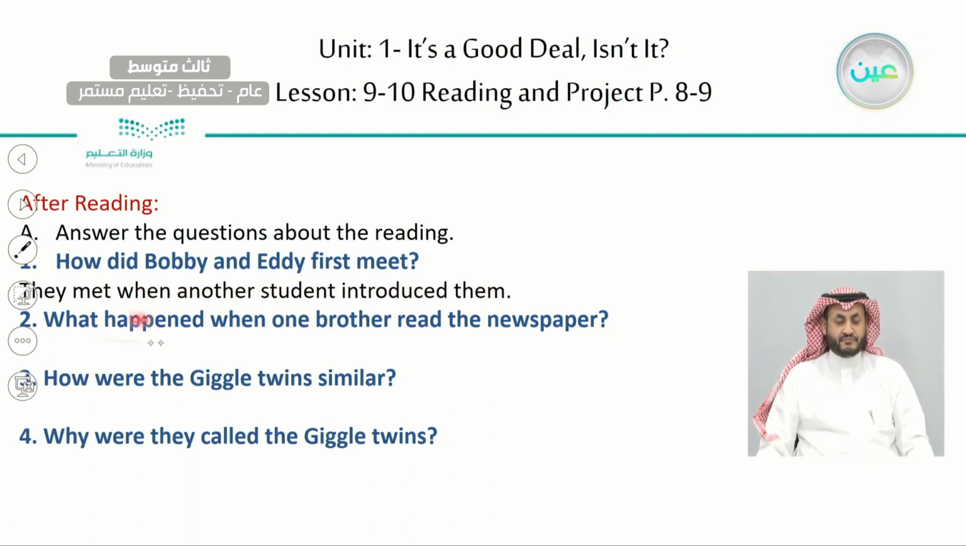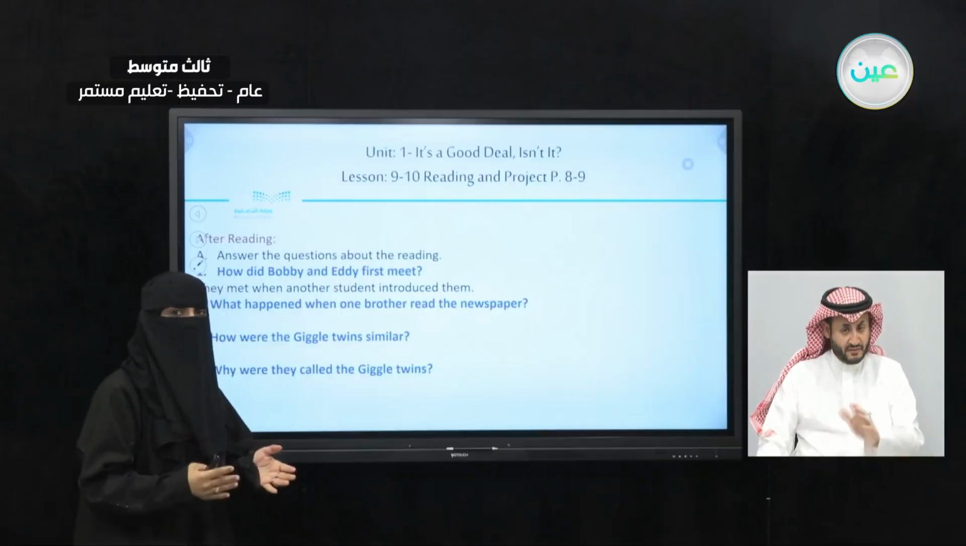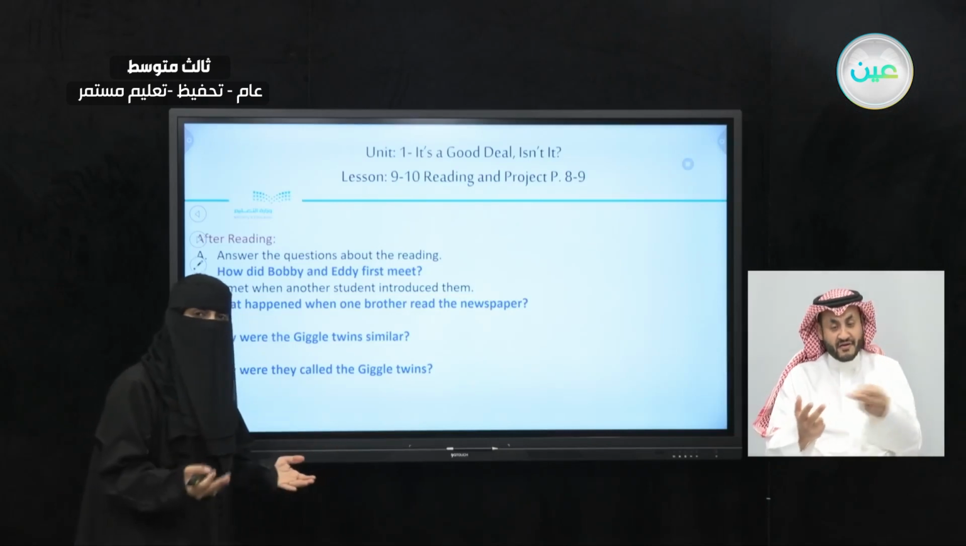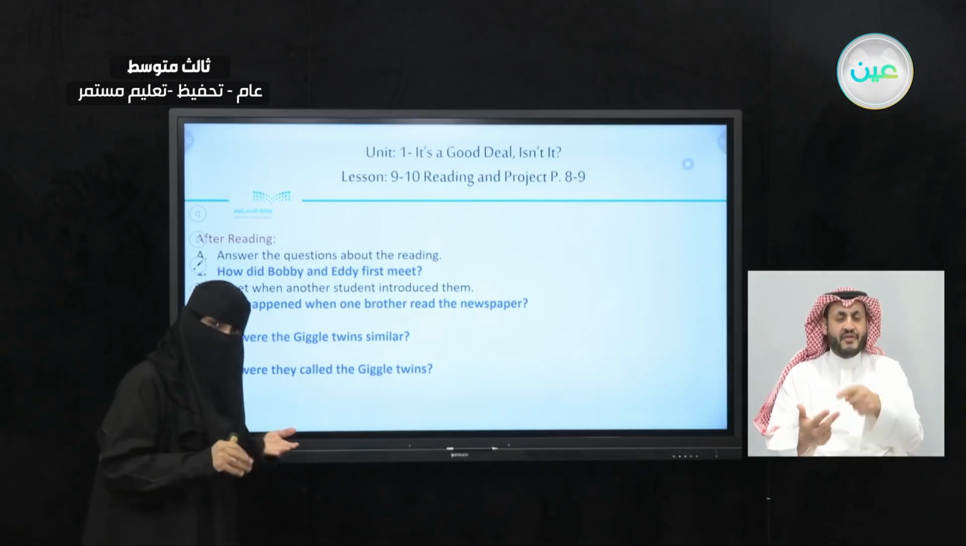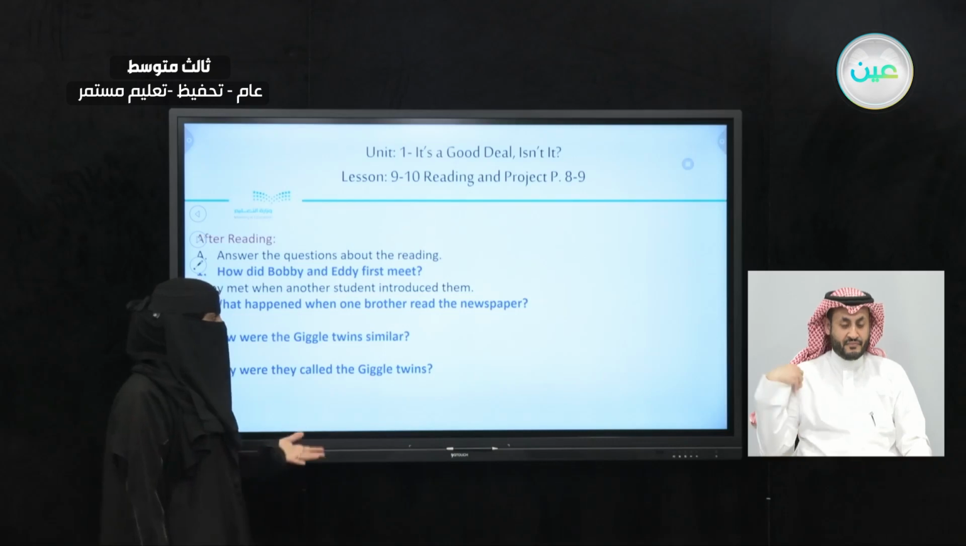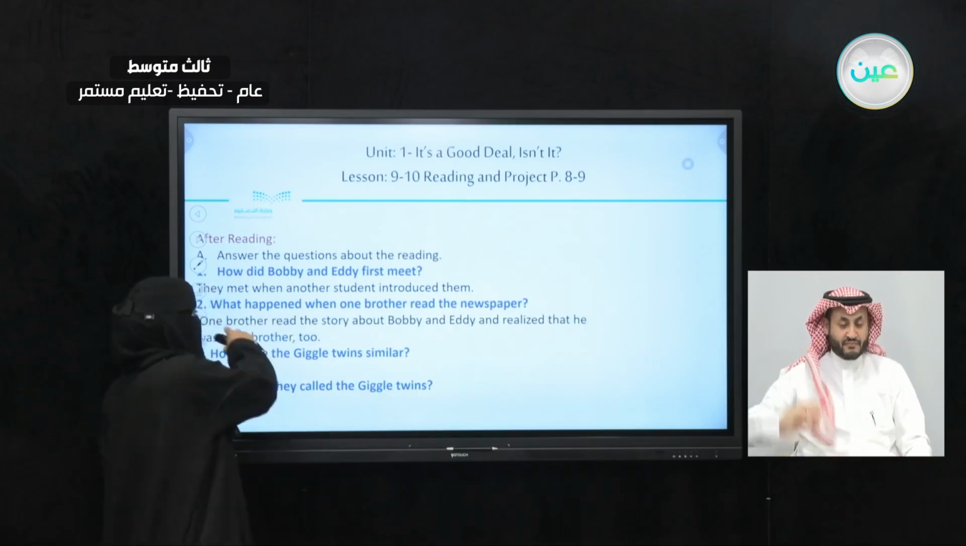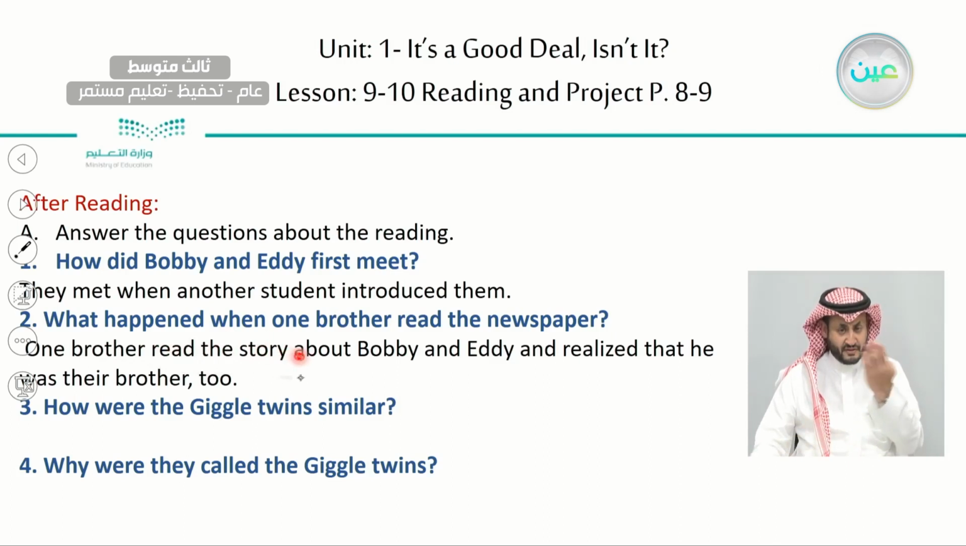Question 2, what happened when one brother read the newspaper? So what happened? They are studying in the same place and they met each other. And they wrote a story in the newspaper. And what happened? Excellent. The third brother read it and he realized he was born the same and he looks like them. One brother read the story about Bobby and Eddie and realized that he was their brother too, after reading their story in the newspaper.